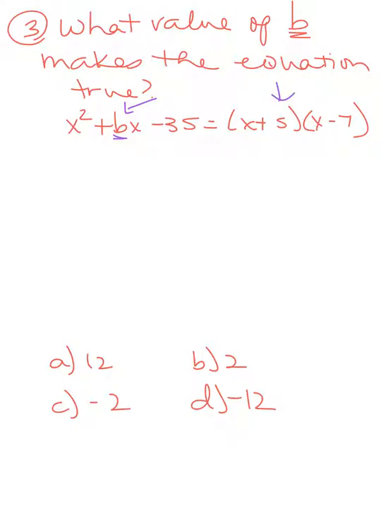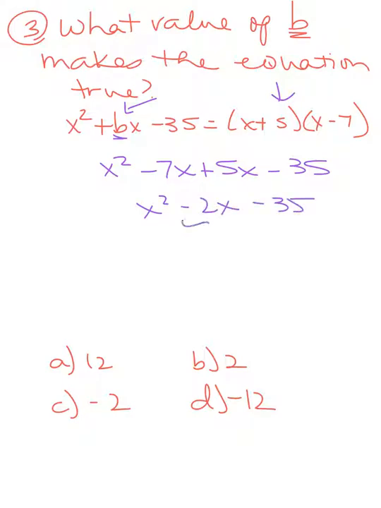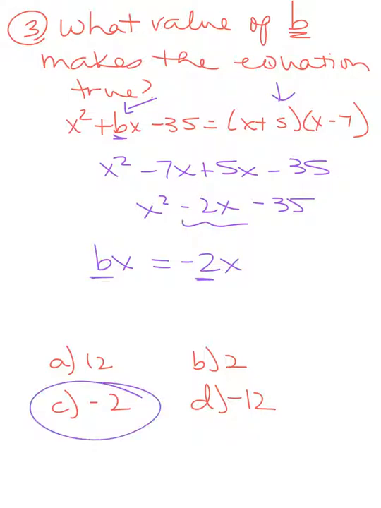I have two binomials, so I get x squared. My outside terms are a negative 7x, my inside is positive 5x, and my last is negative 35. Combine my like terms and I have x squared minus 2x minus 35. So that's what I'm concentrating on, my x to the first term. So I have bx is equal to negative 2x, and I notice that b is equal to negative 2, which is answer C.